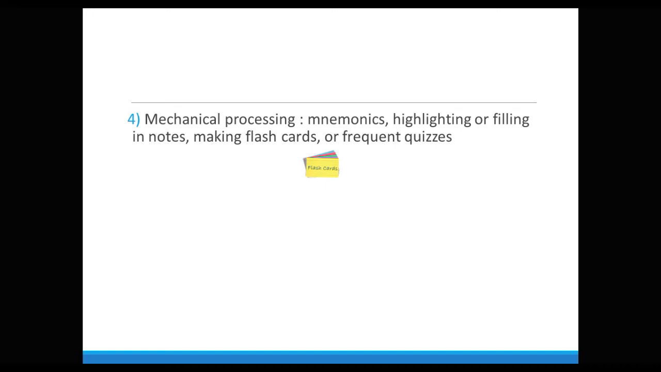So all of these are having students mechanically process the information: write it down, see it and then write it, or see it written and then write it down, or hear it and then write it down, or take what they've already written and write it in a different way.